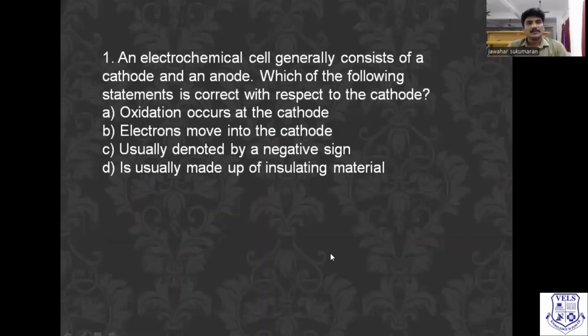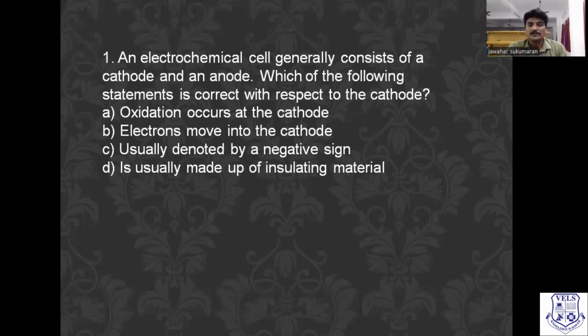See here, first question. An electrochemical cell generally consists of a cathode and an anode. Which of the following statements is correct with respect to the cathode? A. Oxidation occurs at the cathode. B. Electrons move into the cathode. C. Usually denoted by a negative sign. D. Is usually made up of insulating material. Which one is the correct answer?